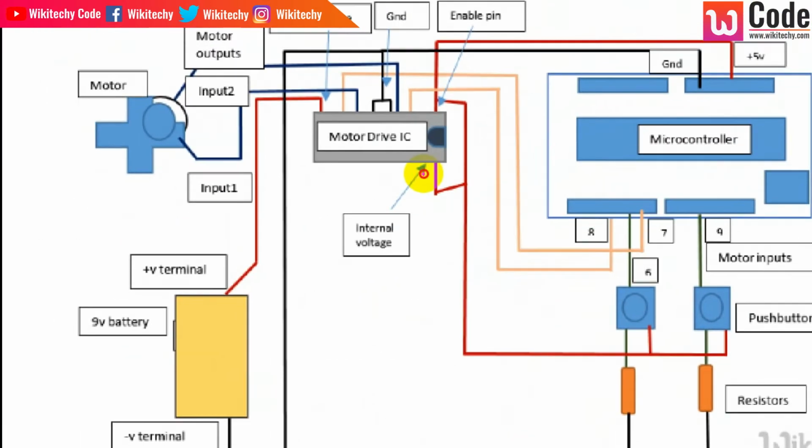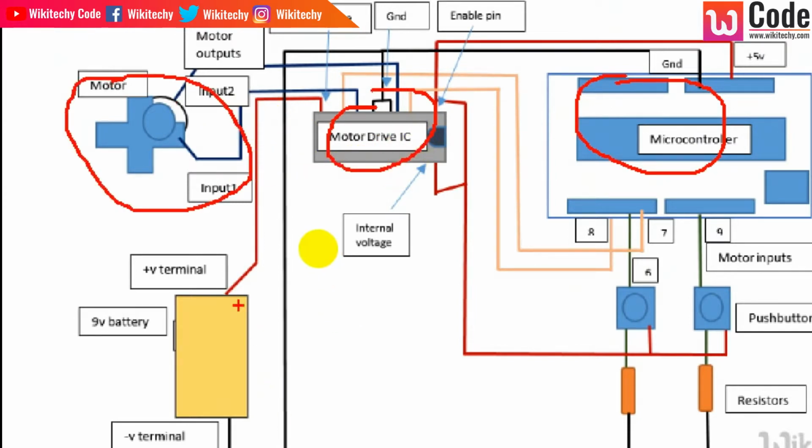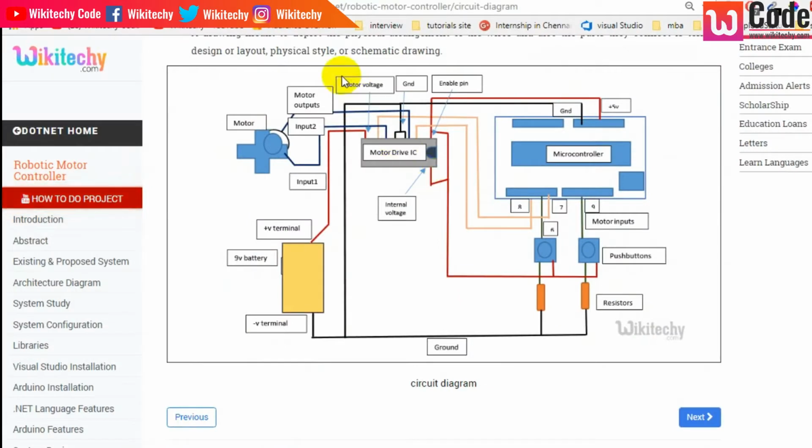You're able to see your Arduino board here, your motor, and the motor driver IC, the L293D. You have the motor here and 9-volt batteries for the power supply, and the push buttons here. Here is the circuit from the microcontroller. I'm going to use pins 7, 6, 8, 9 for controlling my motor. Let's move on to how to start the coding part.